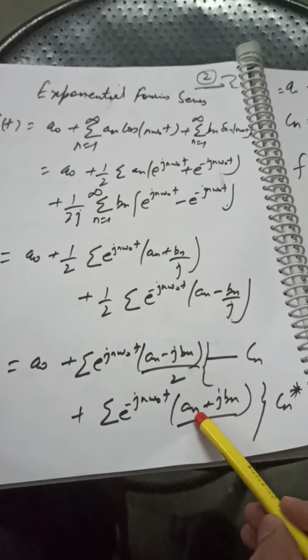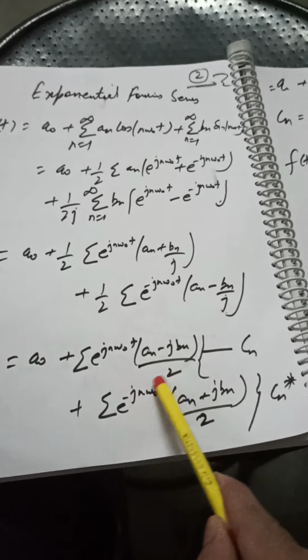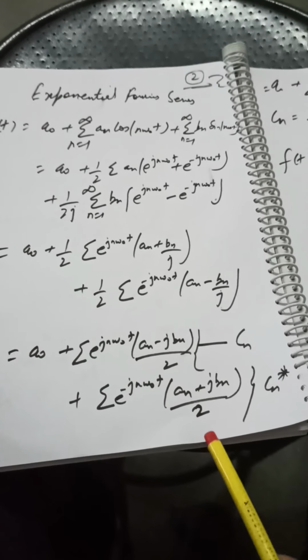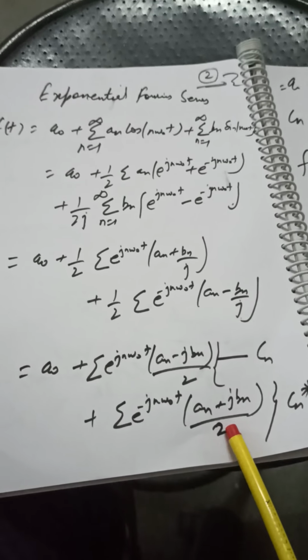Now this is nothing but Cn bar, Cn conjugate. You can see, just take the conjugate of this term an minus jbn by 2, you are sure to get an plus jbn by 2. This is Cn and this is its conjugate. This is quite clear.